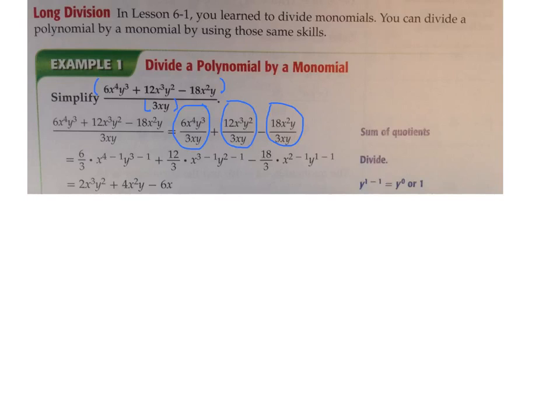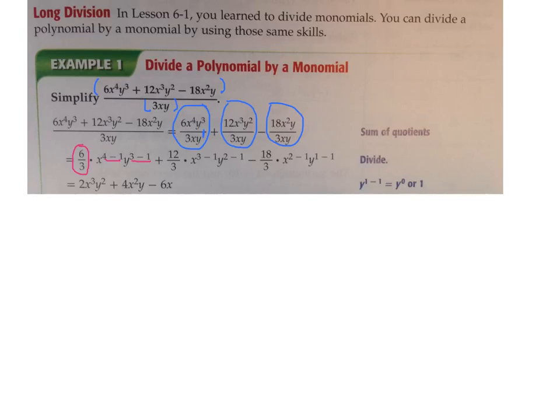Once you do that, you take the 6 divided by 3. So in other words, you're taking the integer value divided by the integer value. Then you subtract the exponents on the x's. So it's x to the 4th over x to the 1. You subtract 4, take away 1. The same with y to the 3rd over y. That's y to the 3rd, subtract y to the 1. Remember that when there is no exponent on the variable, it is 1.